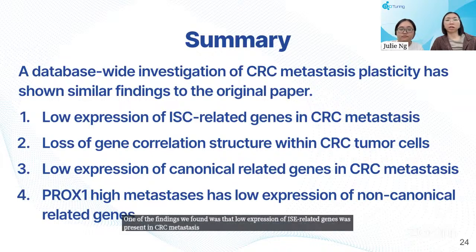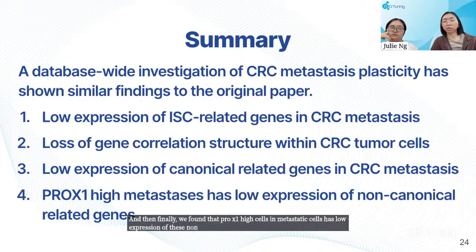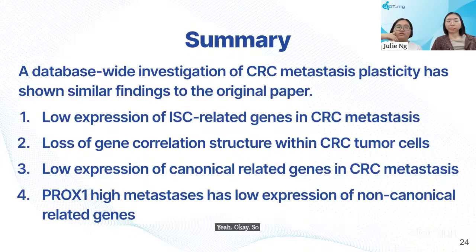We also saw a loss of gene correlation structures within the tumor cells of CRC. Also, low expression of canonical related genes was present in CRC metastasis as well. Finally, we found that PROX1-high cells in metastatic cells have low expression of these non-canonical related genes. So PROX1 is repressing these non-canonical related genes in both the primary tumor site and the site of metastasis. That's all for the presentation today.